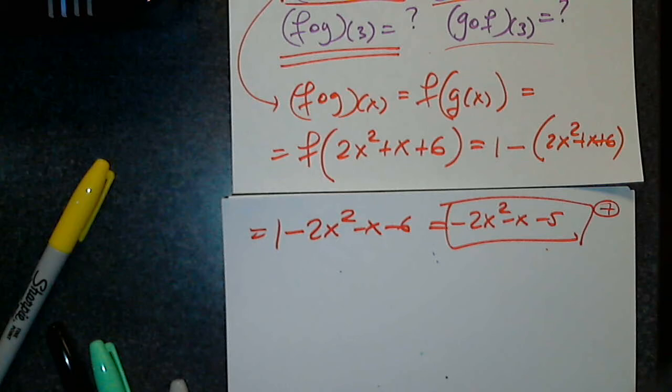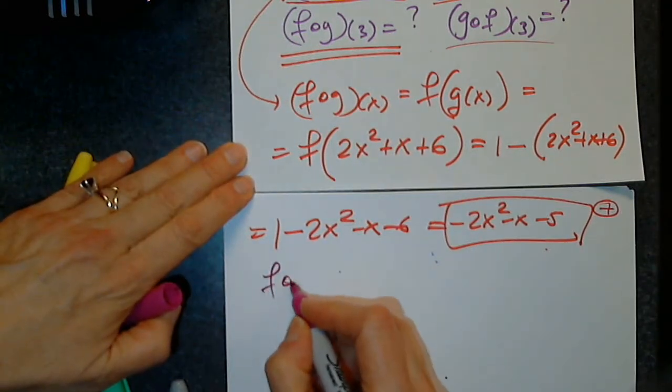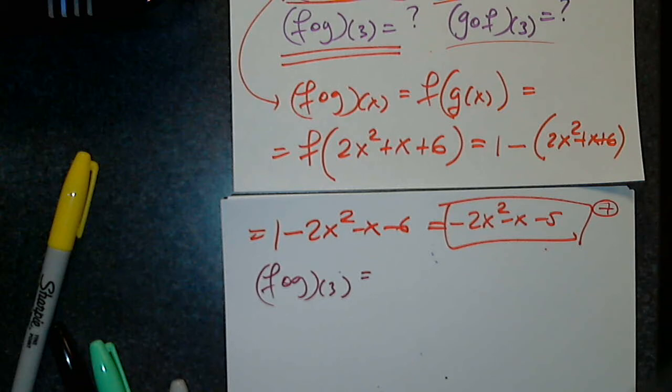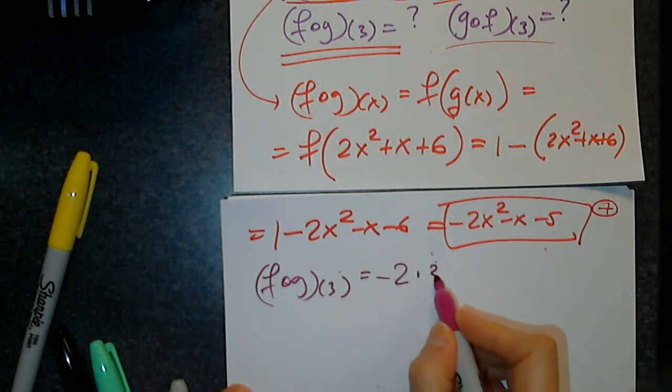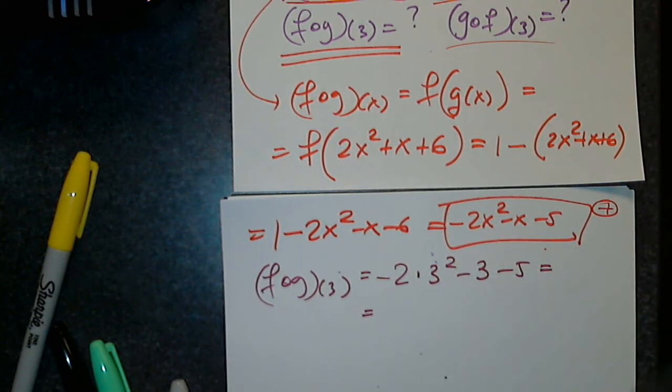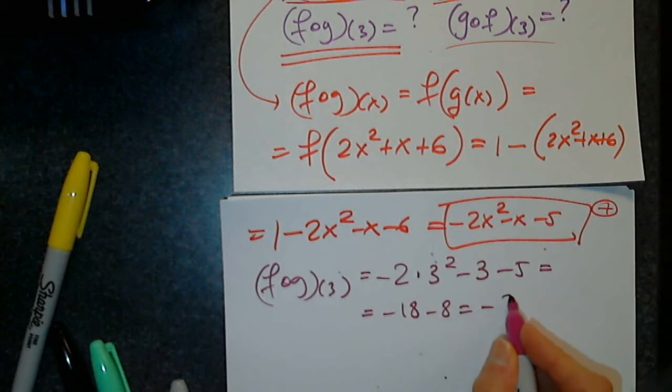Good. Now I'm asked to find f comp g of 3. Can anyone tell us how to do this? Right. So I have negative 2 times 3 squared minus 3 minus 5. Which operation do I perform first? Not negative, but I have to square, which is 9. And 9 times negative 2, negative 18. And this is minus 8. So the answer is negative 26.